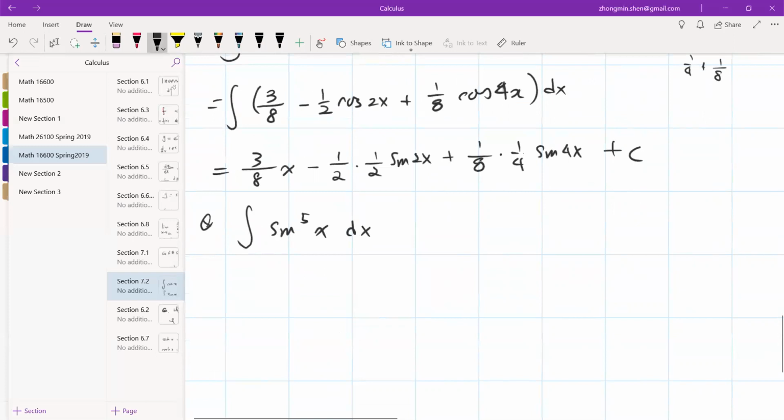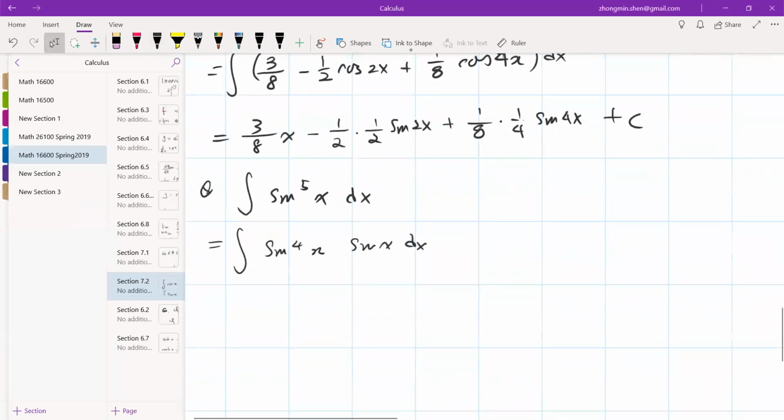All right, let me try. It's similar to the one we did for sine cube, right? But how can I convert it if I use a substitution? So u equals cosine x, then du equals negative sine x dx. So this will be negative du.